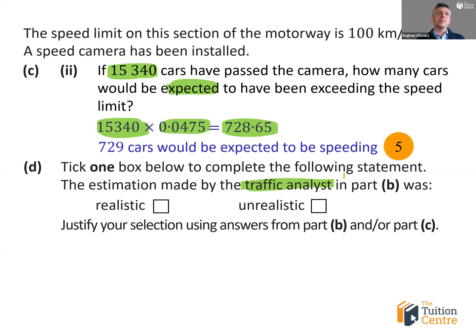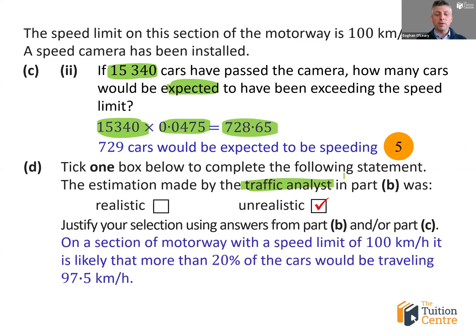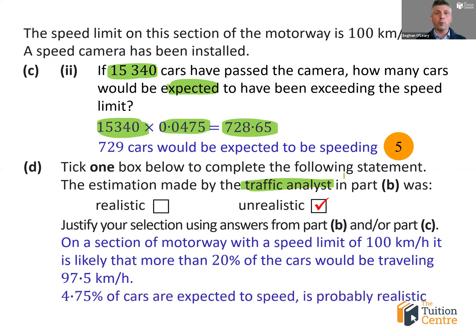So in that case, you're saying, well, was it realistic that 20% of cars would be speeding? Did they have a misunderstanding or misjudgment of what speeding was? I suppose it was unrealistic because we found that with a speed limit of 100 kilometers per hour, only 4.75% were speeding. So 20% to be going over a speed of 97.5 wasn't a reasonable estimate of what it was to be speeding.